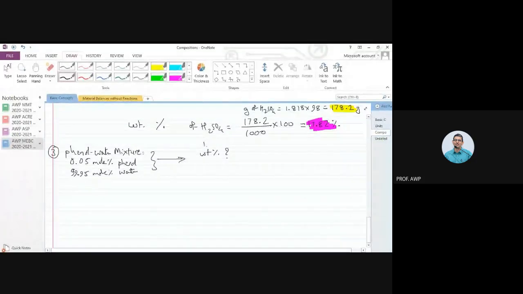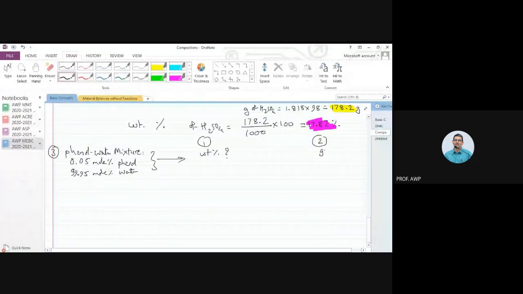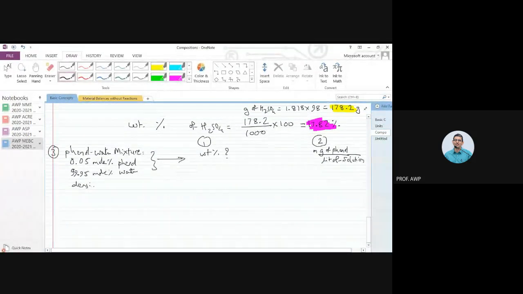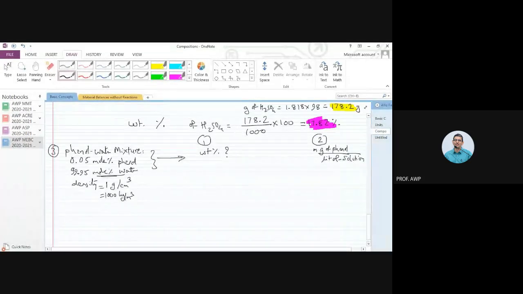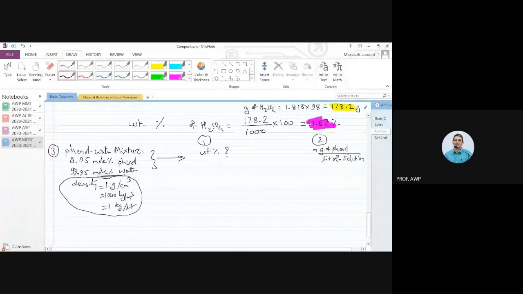That is one. Second thing I want you to convert is into grams of phenol or milligrams of phenol per liter of solution. Let's assume that density is just pure water essentially. So density is 1 gram per centimeter cube, which is the same as 1000 kgs per meter cube, which is same as 1 kg per liter. They are the same. Essentially pure water, very small amounts of phenol.